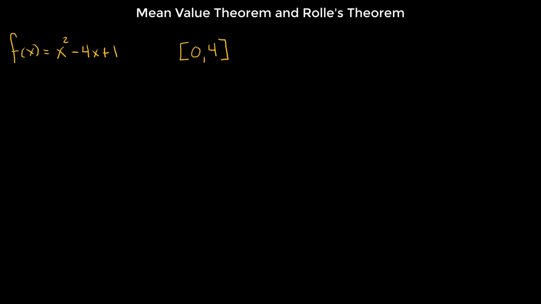Rolle's theorem, like I said before, is essentially the same thing as the mean value theorem, except we would see that the slope between these 2 points should be 0. That's it. So let's see if Rolle's theorem applies. This is a parabola, a parabolic function, x squared minus 4x plus 1. We know that if we were to take the derivative, it would be continuous. So this function is differentiable. Check 1.